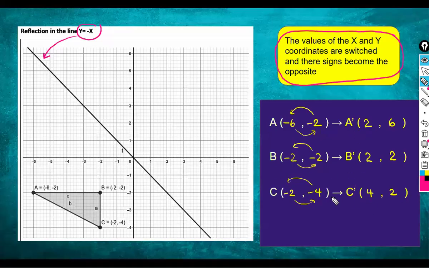Let's plot this. We're going to plot A prime, B prime, and C prime. A prime is (2, 6). B prime, (2, 2). C prime, (4, 2). When you join this up, that's your reflection in the line y is equal to minus x. Once again, y equals minus x is a slanted mirror. So predicting the answer in your head is going to be kind of difficult, right? Because I'm sure no one predicted that the triangle will be facing upwards. The nose will be facing upwards, okay?